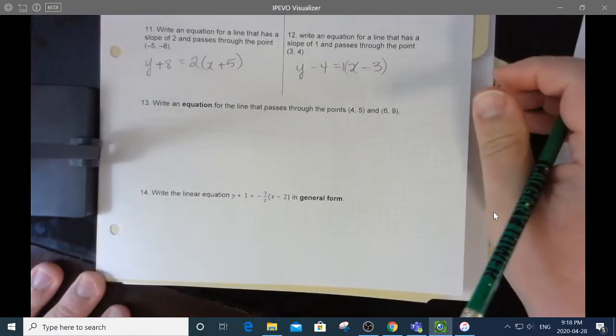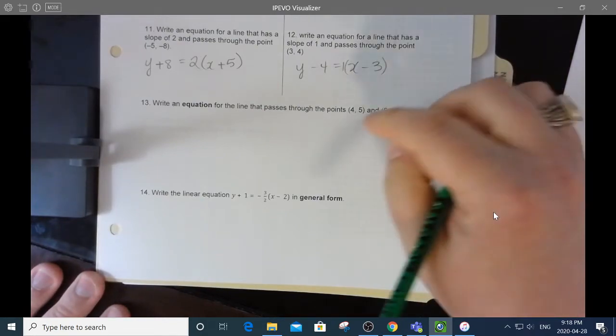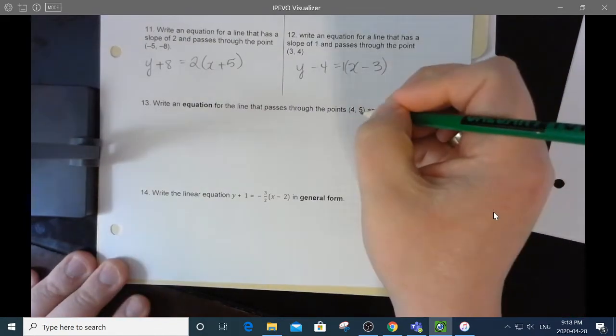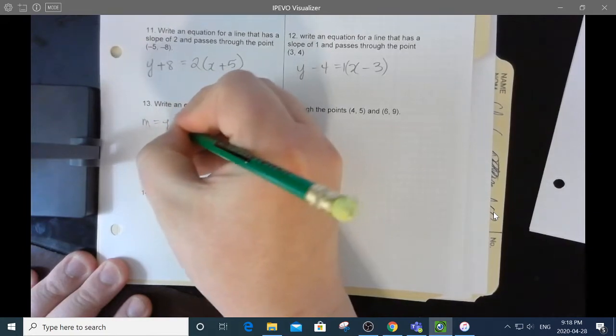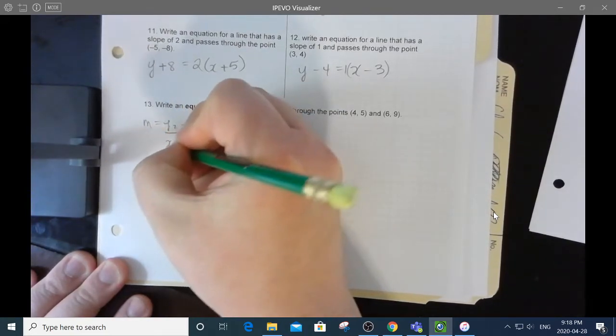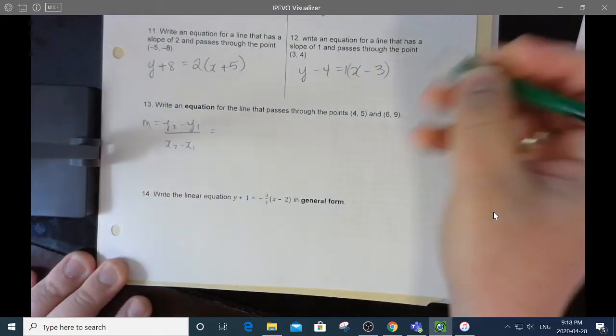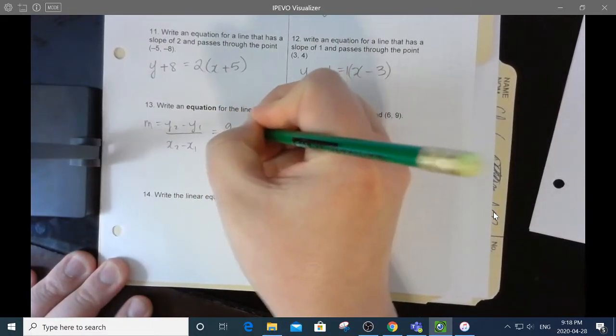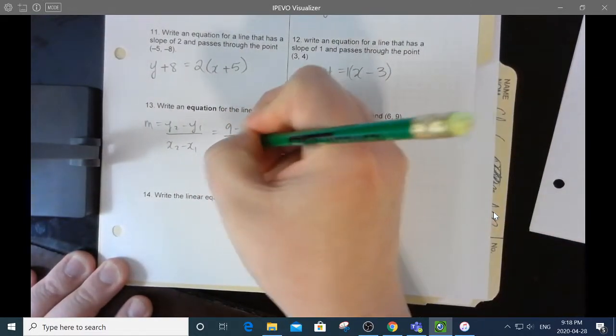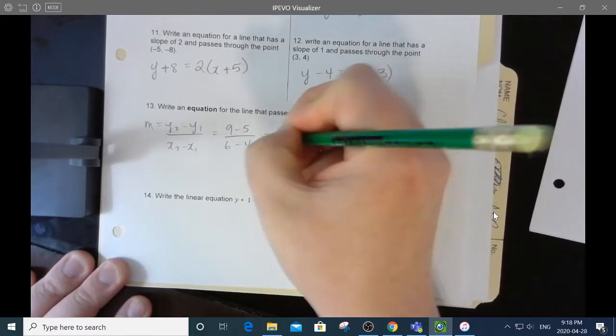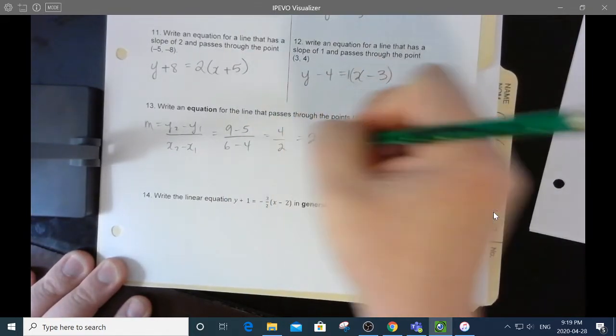Okay, number 13. Write an equation for the line that passes through the points that and that. So I'm going to use my slope formula. So that'll be 9 minus 5 on the top and 6 minus 4 on the bottom. So 9 minus 5 is 4, 6 minus 4 is 2, so that's 2 for a slope.